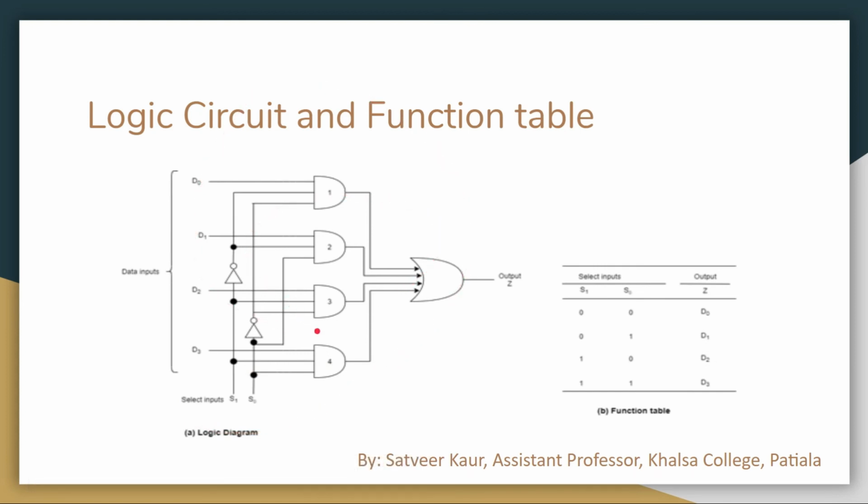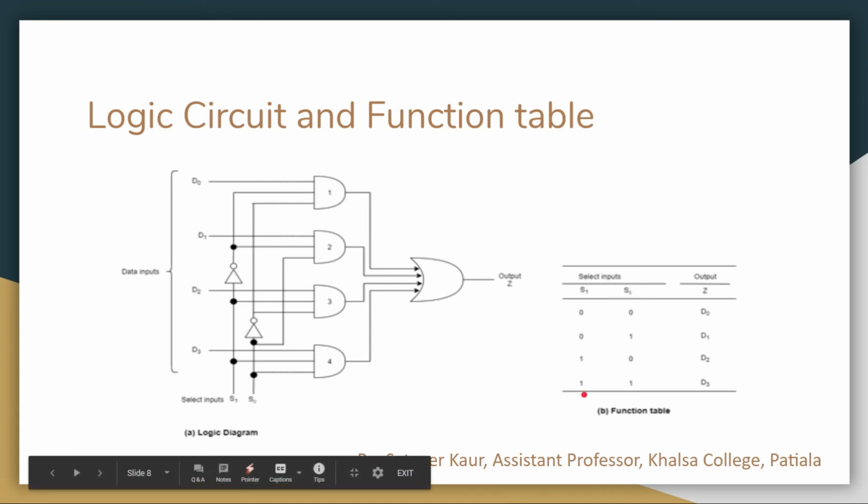If the bit combination of S1 and S0 is 0, 0, then the output will be D0. If this bit combination is 0, 1, that means the total binary value is 1, in that case the output will be D1. If the bit combination is 1, 0, then the output will be D2. If the bit combination is 1, 1, then the output will be D3.